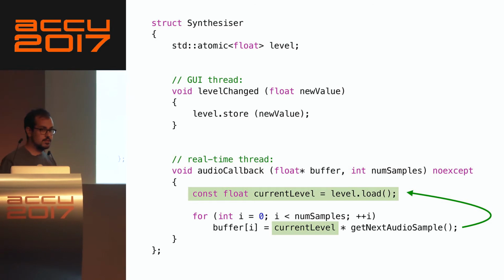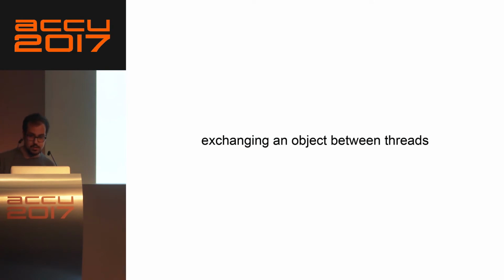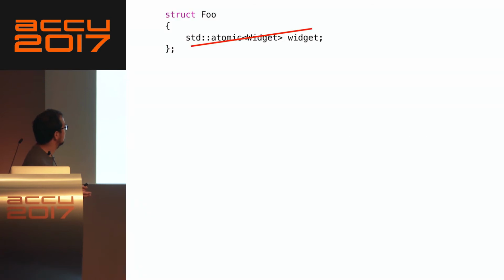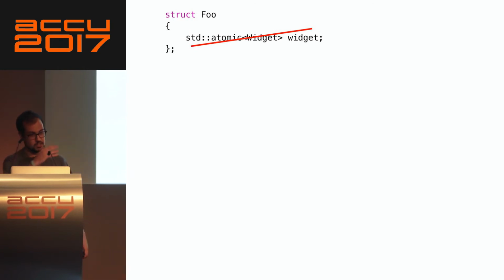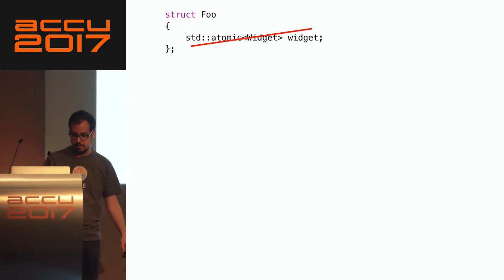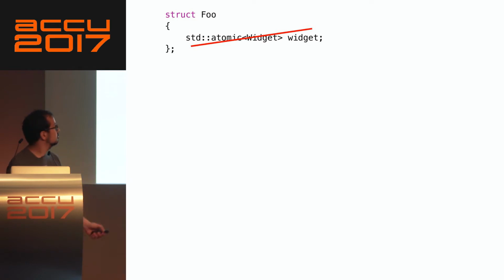But as long as you're dealing with floats or ints, this is really straightforward. But what happens if you want to exchange an object between threads? Then it gets a little bit more nasty. Of course, if you have any kind of struct or class widget, and if it happens to be trivially copyable, then you can instantiate it like this, but that's not going to be lock-free because atomic is going to insert locks inside.